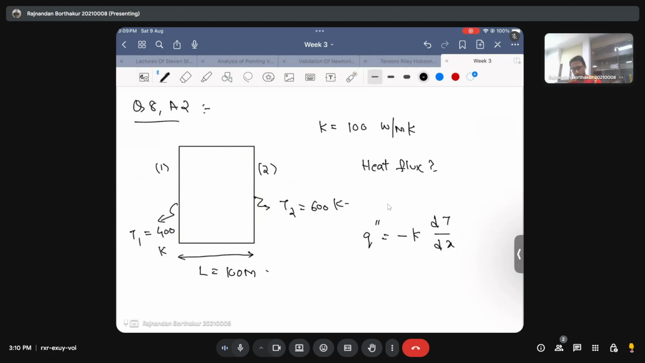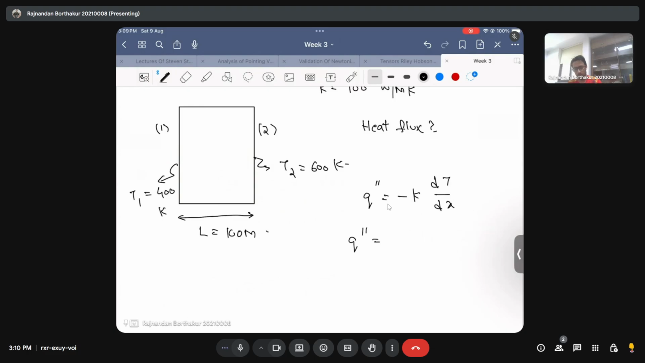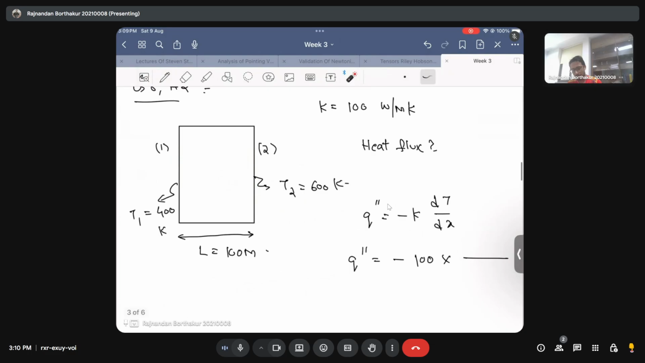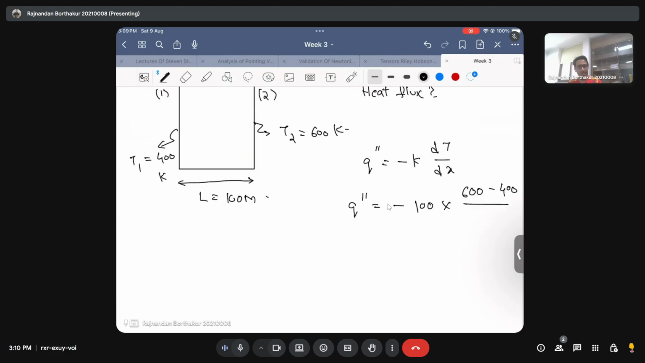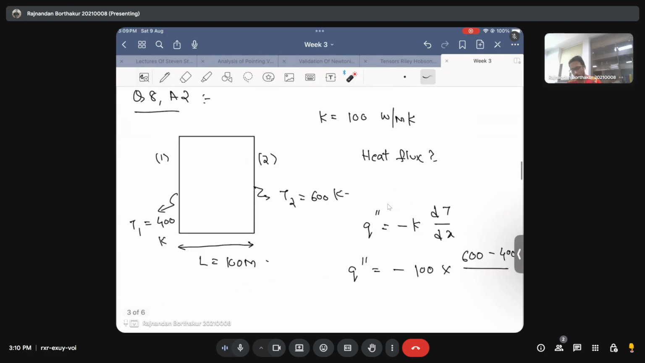But in this scenario, you already know that your flux is going to be in the negative x direction, so you can say that q double prime is going to be minus k, given to be equal to 100 watt per meter Kelvin, times the temperature difference, 600 minus 400. This says that your flux is indeed going to be negative, and this negative sign says that you are choosing a coordinate system where your positive x is in this direction.